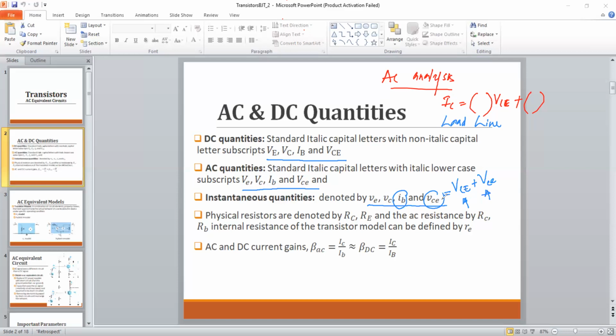Similarly, we can use the physical resistors like RC, RE, RB. If it is an instantaneous value, you can think of a notation like simple re, which means the emitter resistance. It is a dynamic value, an instantaneous quantity depending on the operating point of the transistor. If it is a fixed physical resistance, you use the capital notation. If it is a dynamic one, you use the simple notation for dynamic resistance.